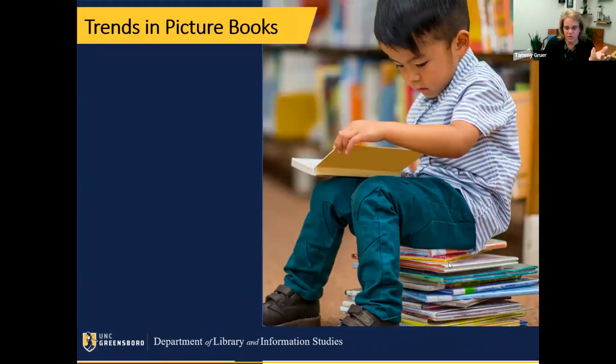So the last thing I want to cover tonight are these trends in picture books. So number 1, parents and children are interested in finding books that are those windows and doors to other cultures. They're looking for diversity. Another thing they're interested in is strong female characters. One of the books that we shared tonight was Ada Twist, Scientist.